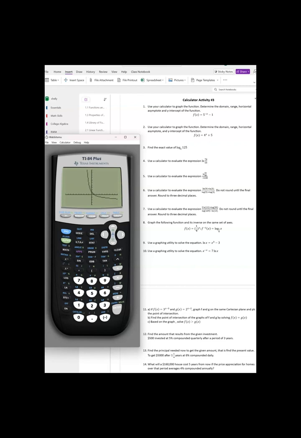Okay. Number 9. Use a graphing utility to solve the equation ln x equals x cubed minus 3. So let's do that one. Again, we're going to go here and clear both of these. Go back up. For y1, that's going to be ln x. And then for y2, that's going to be x cubed minus 3. Okay, and then we just graph them both.